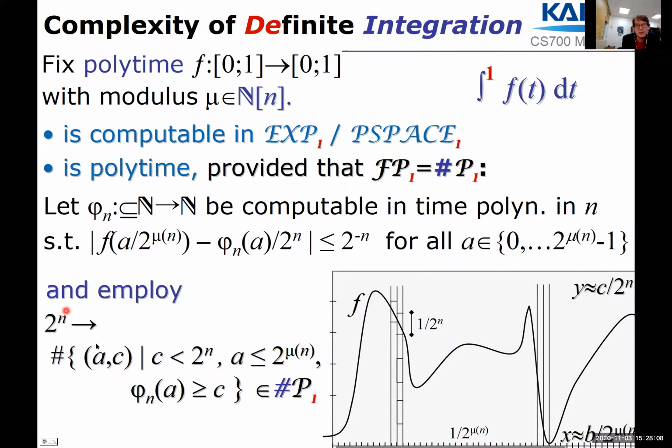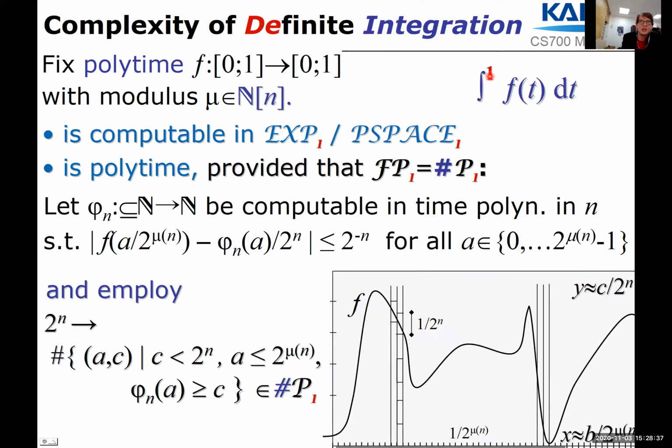And the number of these witnesses still is an approximation to the Riemann sum, an approximation to the Riemann integral. So the main difference here is that now we have only unary discrete inputs, since the upper integration bound, which was previously encoded in binary, is now absent. So that's our complexity of definite integration.